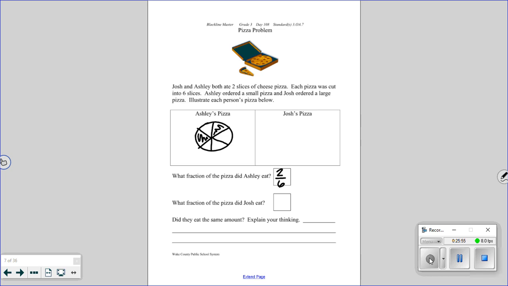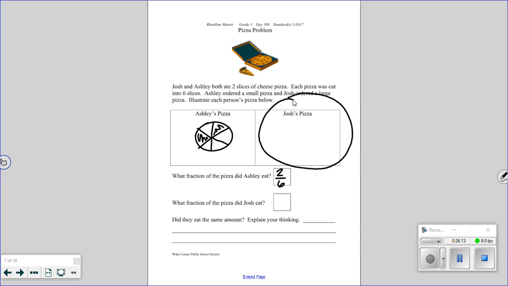Texan, what's different about Josh's pizza? Josh got a large pizza. Big ol' large pizza. Oh my God. Oh my. That is a big large pizza.